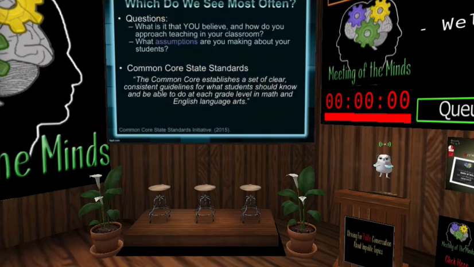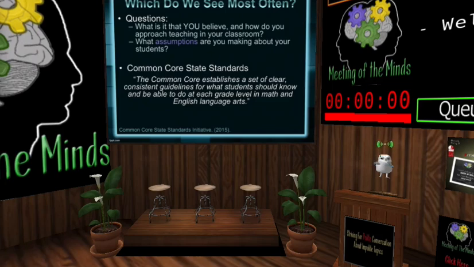All right, so what's the one that we see most often? And I think probably a lot of you already know the answer to that. But some rhetorical questions for you to also consider in your teaching practice is, what is it that you believe as an educator? How have you approached teaching, and what assumptions are you making about your students, especially in light of these three models?